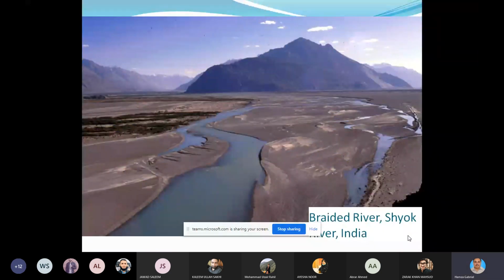Then another tributary of river Indus, Shyok River. So also showing the braiding pattern, very prominent. You can see the sandbars or the sediment deposits. So the channel splits due to those sandbars or the sand deposits, flows around it, and then reunites.